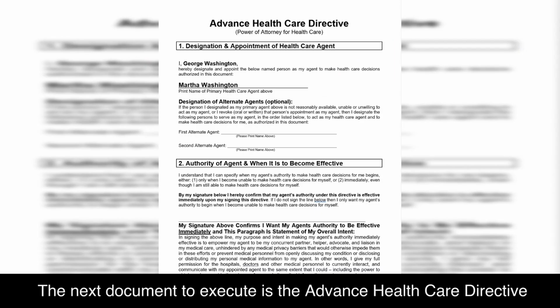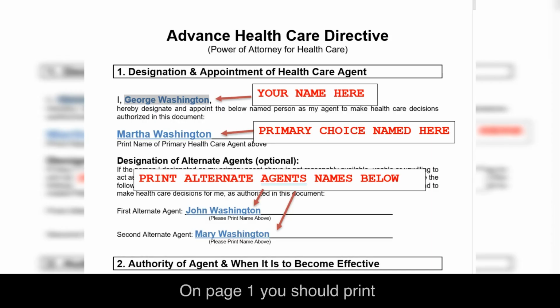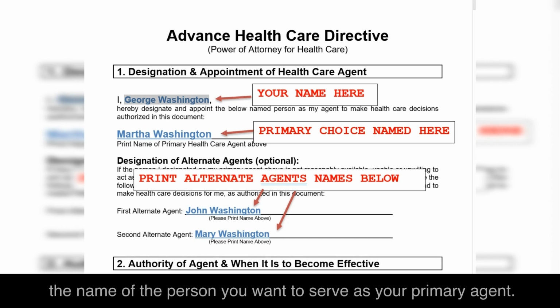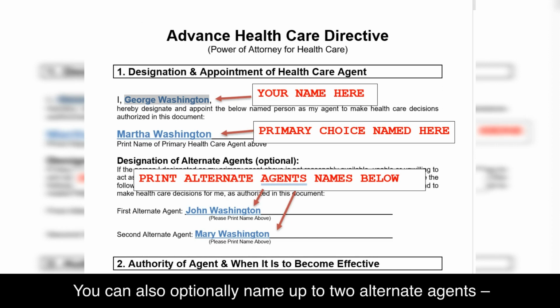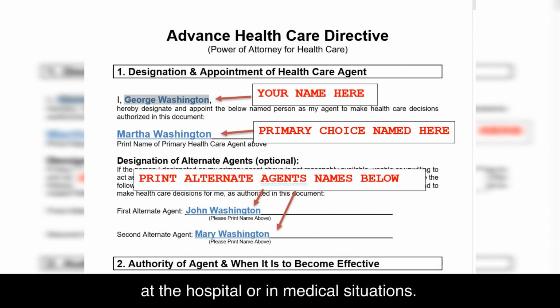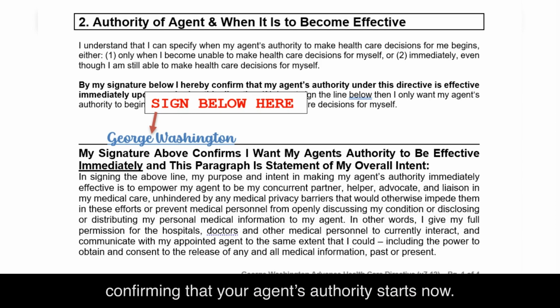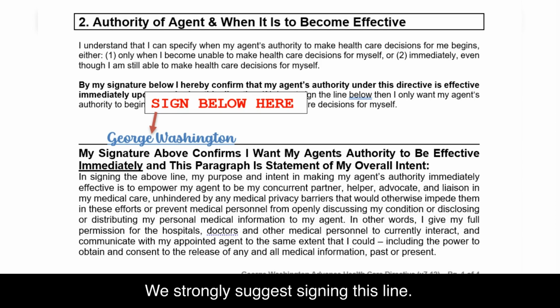The next document to execute is the Advance Healthcare Directive for designating healthcare agents and medical wishes. On page 1, you should print the name of the person you want to serve as your primary agent. You can also optionally name up to 2 alternate agents, usually those who would be there to help or advocate for you at the hospital or in medical situations. Also, on the lower half of page 1, you'll find a line to sign confirming that your agent's authority starts now. We strongly suggest signing this line.